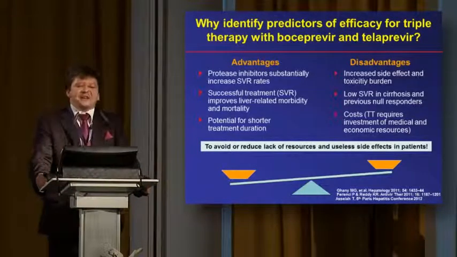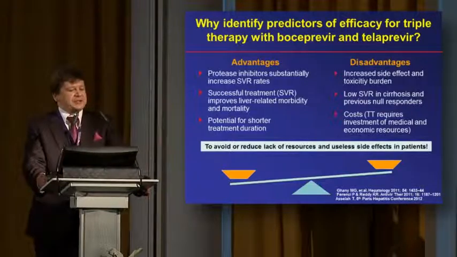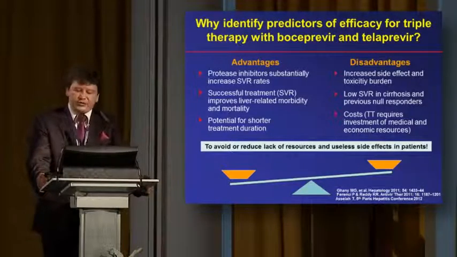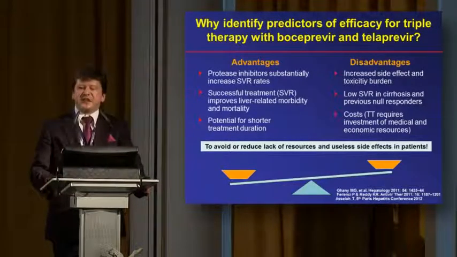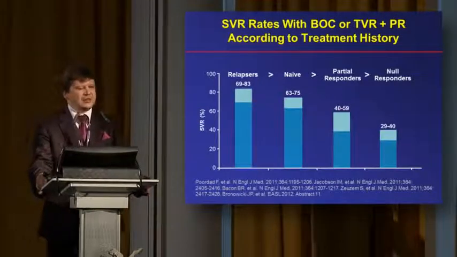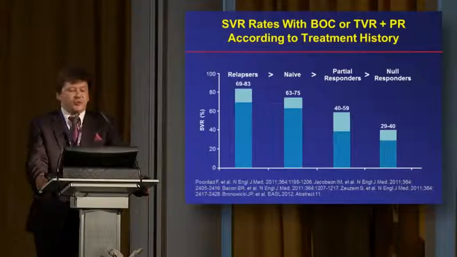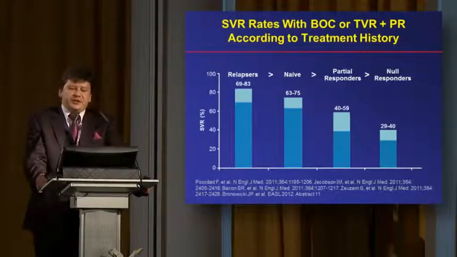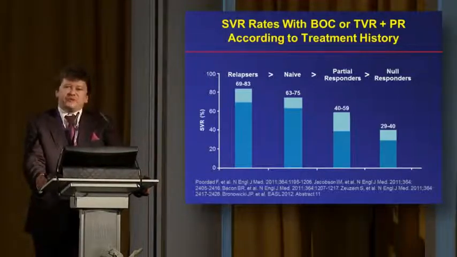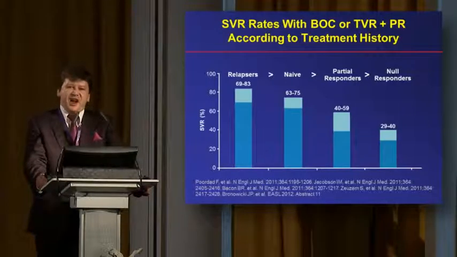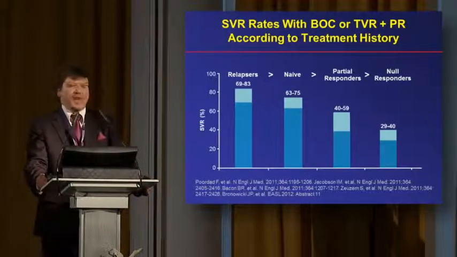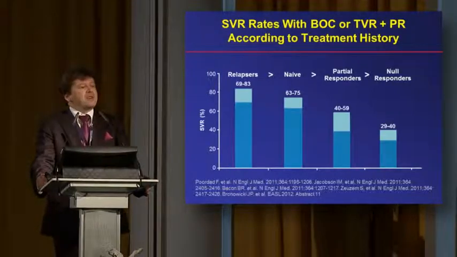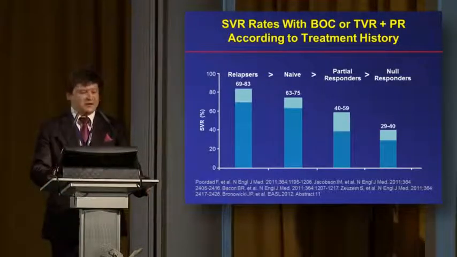So when we ask why identify predictors of efficacy for triple therapy with boceprevir and telaprevir, we may answer: to avoid or reduce lack of resources and useless side effects in patients. On the slide, you can see total SVR rates with boceprevir or telaprevir, PEG, RBV, according to treatment history. It's very interesting: patients with relapse to dual therapy with PEG and RBV had a higher SVR rate than treatment-naive patients. Maybe a successful lead-in phase is a favorable predictor of high SVR rates.